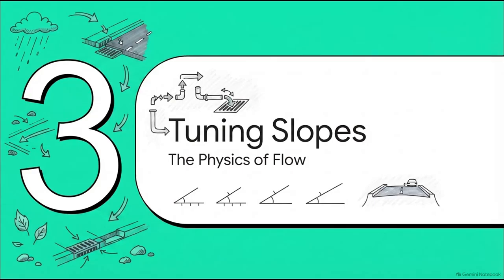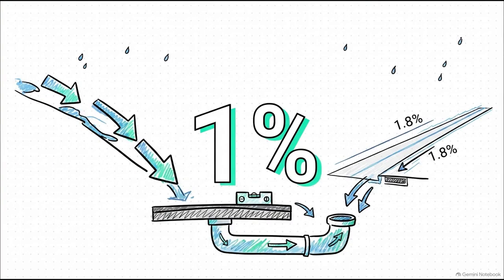Okay, let's hit part 3. Tuning slopes and elevations, which really comes down to the physics of flow. I really want you to focus on this number, 1%, because in drainage design, this is the absolute minimum standard slope you need. Remember, water needs a reason to move, and that reason is gravity down a tilt. On this project, the engineer actually mapped a 1.8% slope, but keeping this 1% baseline in mind is critical for the long-term health of the whole structure.